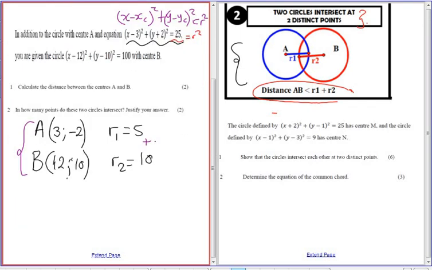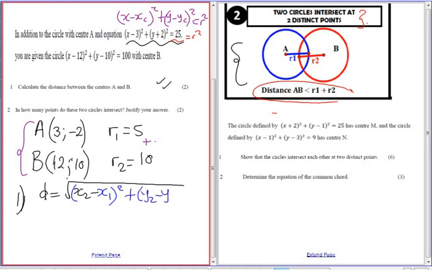Let's go ahead and calculate the distance AB. In fact, the question asked us to do so. I'm going to just do that quickly. Remember the distance formula in case you forgot. Let me quickly put it up. It is x2 minus x1 squared plus y2 minus y1 squared. Okay, this is our distance formula.